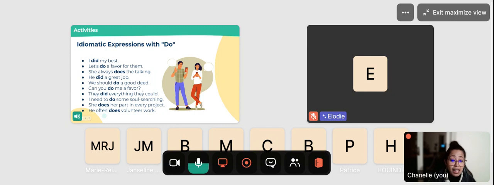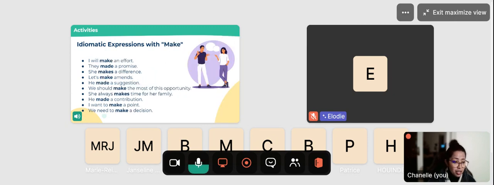They did everything they could. Ils ont fait ce qu'ils pourraient. I need to do some soul searching. She does her part in every project. He often does volunteer work.